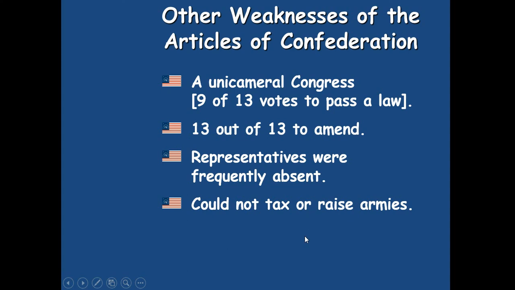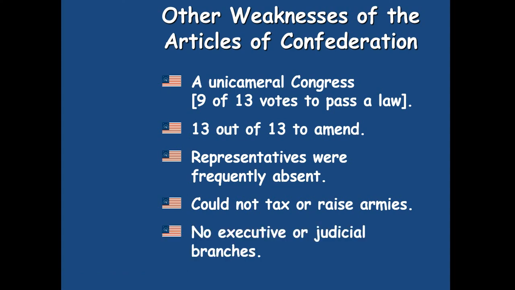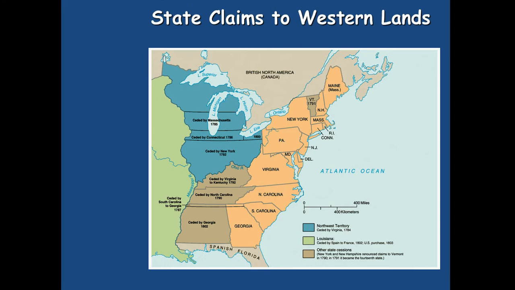Okay, we're back. One other thing about the weaknesses of the Articles of Confederation is that there were also no executive or judicial branches, so nobody to enforce the law, and certainly nobody to interpret the law. The Articles of Confederation did accomplish a few things, and let's briefly go through them.